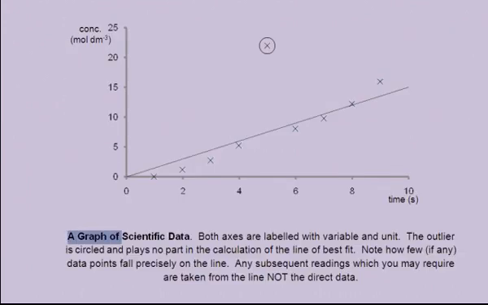Let's take a look at a graph of scientific data. Both axes are labelled with the variable and the unit. The horizontal axis is labelled as time in seconds. The vertical axis is labelled as concentration in moles per dm cubed. The outlier is circled and plays no part in the calculation of the line of best fit. Note how few, if any, of the data points fall precisely on the line. Any subsequent readings which you may require are taken from the line, not the direct data.